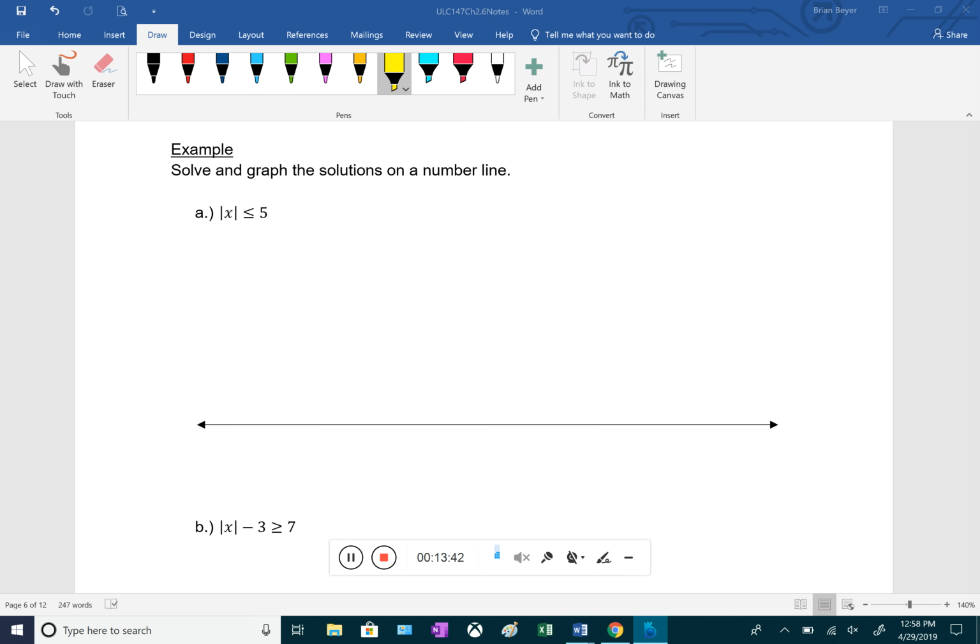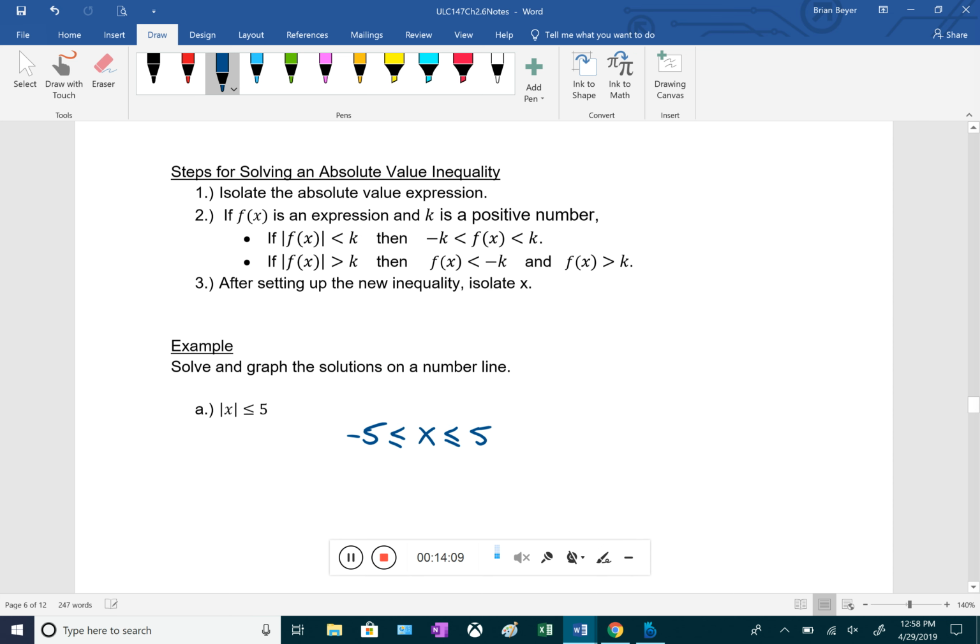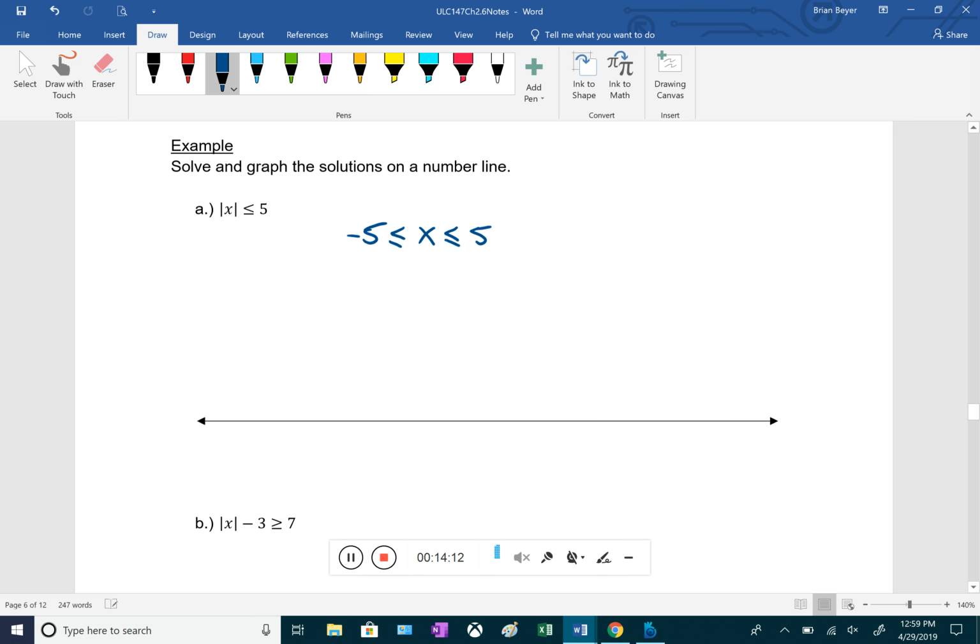We have the absolute value of x less than or equal to 5. So first thing, we try to isolate the absolute value. It's already isolated. Next, we have to look at the inequality sign. Since it is less than or equal to 5, that means we drop the absolute value bars on the x and say that the x is going to be between the positive and negative version of that number. So that's just based off of these rules right above. And now what we would do is try to isolate the x, but it's already solved for in the middle.